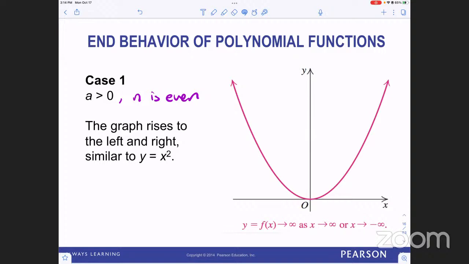We're looking at the end behavior of polynomial functions, and there are going to be 4 cases. The first 2 cases pertain to when n is even. The way I remember this, if we have a positive leading coefficient, that tells me my graph is going to go up to the right. A positive leading coefficient, my graph goes up to the right. If the degree of the polynomial is even, I know the other side does the exact same. For me, even in this context means exact same.